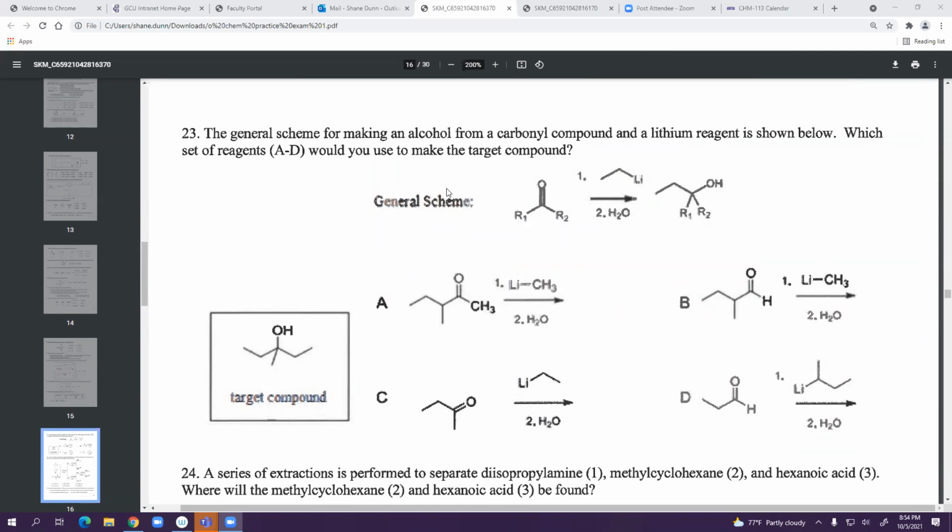Welcome to OChem 2 in a nutshell. This question right here, if you do this question, you'll be okay for OChem 2. It's called a mechanism or a scheme. So what happens is, what's that structure right there?